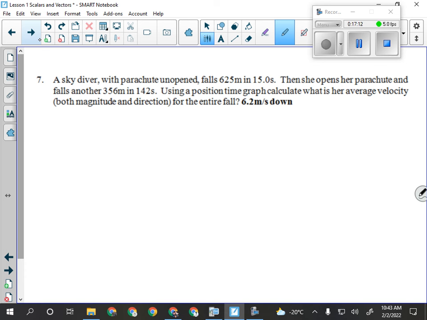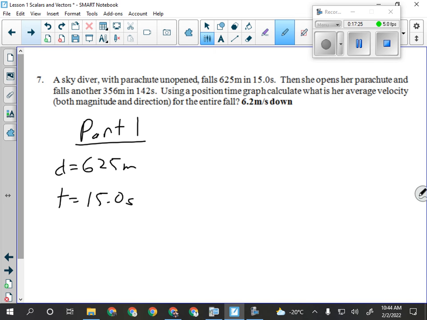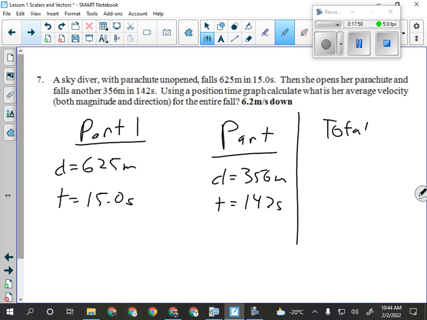Okay, so we have part 1, which we're going to call the free fall part. And in that part, they fall 625 meters in 15 seconds. Okay, and then we have the other part here where they fall 356 meters in 142 seconds. Right, so this one's actually much easier than the garbage truck question because it gave you D and T for both. Okay, you didn't even have to go and do any intermediate calculations. You could go straight to our totals.